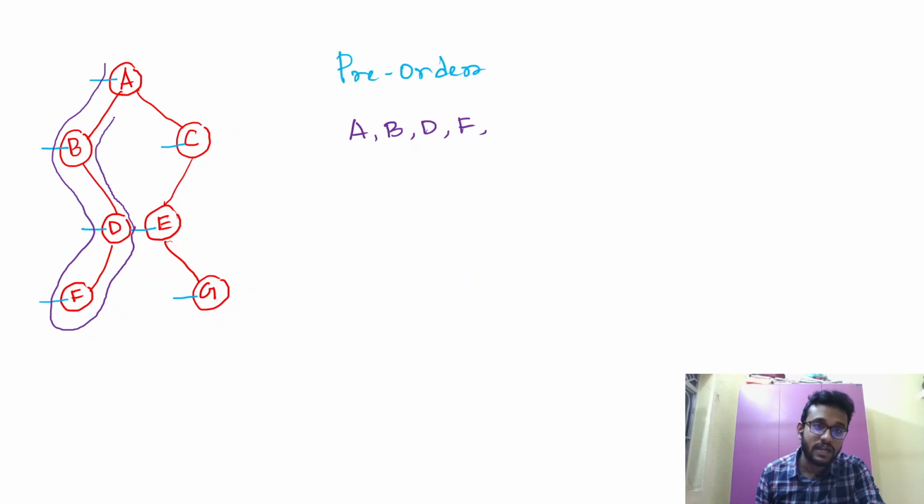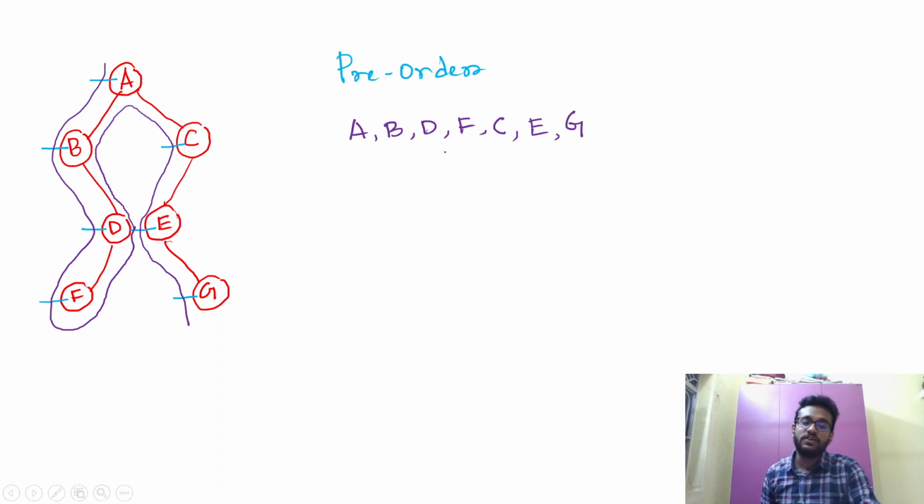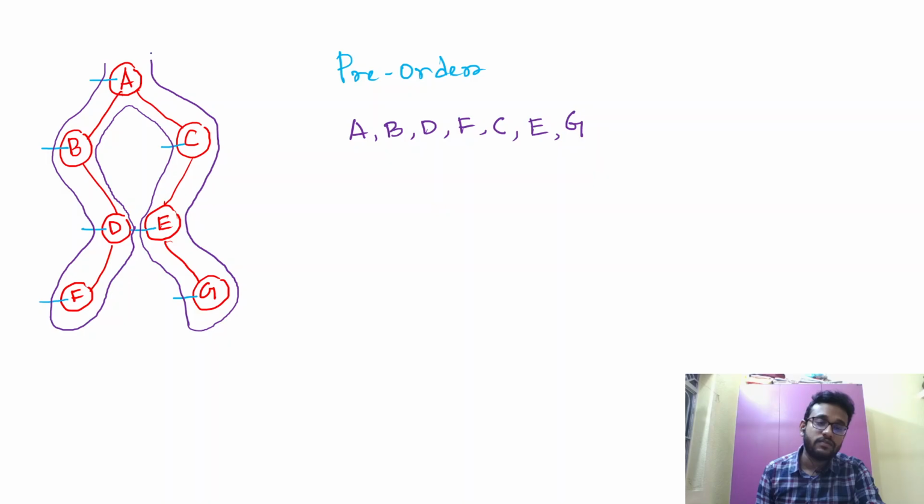Okay, so B, A, C, then E, okay, then G, okay, then F, then after C, E, and G. It is the pre-order traversal. Now, is this the final one, or do you have to stop it here? No. As you have started it from A, you have to finish it there. Done. This is the final pre-order.